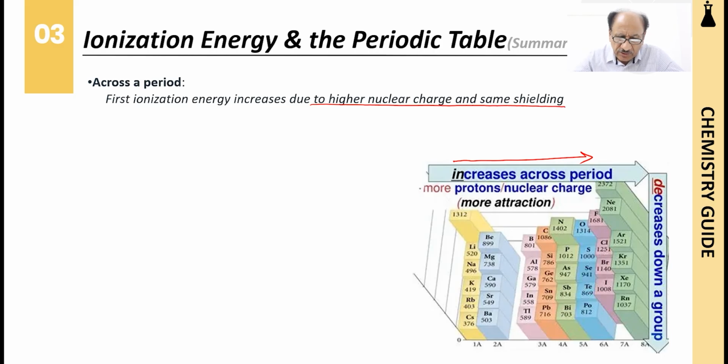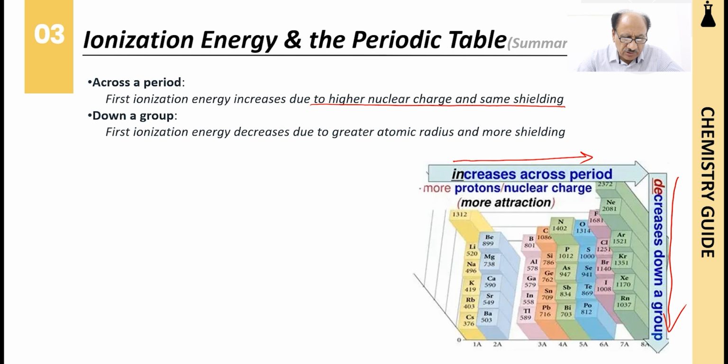You should know the reasons also. Higher ionization energy is fine, but you will have to give the reason also why it is higher. And down the group it is decreasing, as the arrow is showing. So first ionization energy decreases, and the reason is greater atomic radius and more shielding effect.